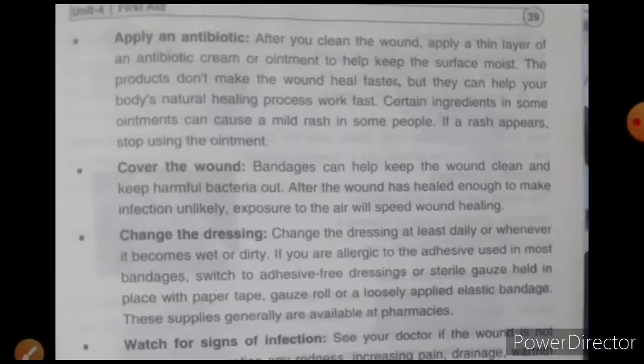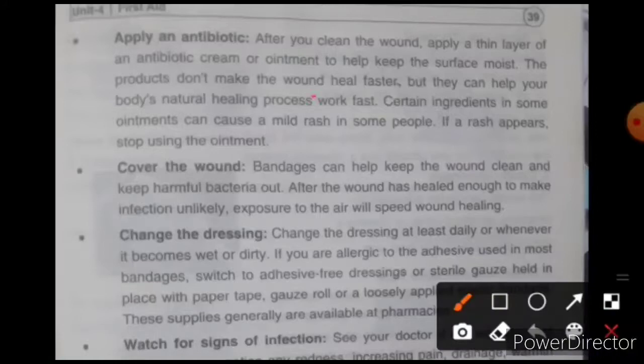इसका मतलब कि ये जो product आप use कर रहे हैं ये इसको तेज़ी से सही नहीं करता, but they can help your body's natural healing process work fast. Basically the body's natural process जो होता है ना हीलिंग का, वो काम कर रहा होता है, लेकिन ये इसमें थोड़ा सा हेल्प करते हैं.